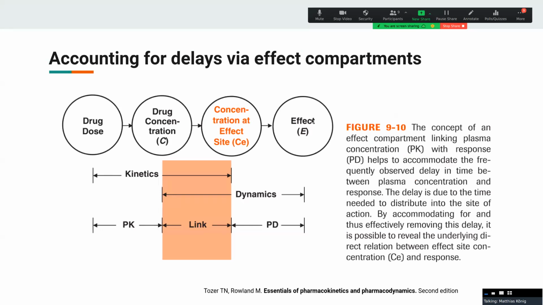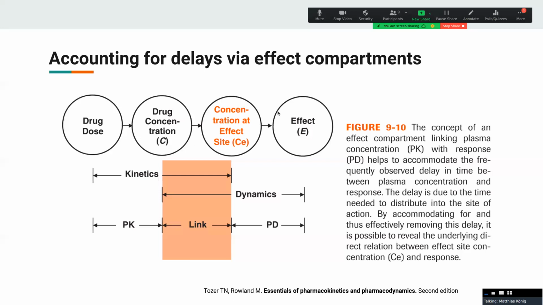How can you account for such delays in computational models? Often what is done is that you introduce effective compartments and delay compartments. Similar to the absorption model, where we did this delay chain, you put different absorption compartments one after each other, and you can create this time delay.